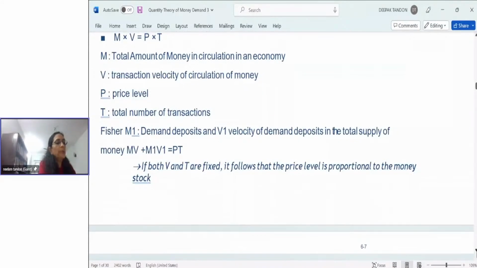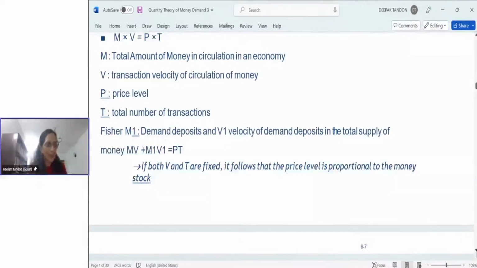So P, again, P is price level. Price level means inflation. Inflation means overall prices in the economy are increasing. When you go for creating more money demand, what happens? Why do you create money demand? Because you want to buy more. That means you are creating more demand and this will lead to an increase in price.